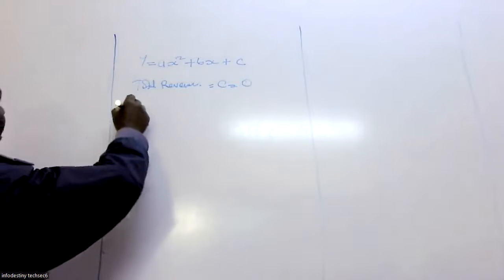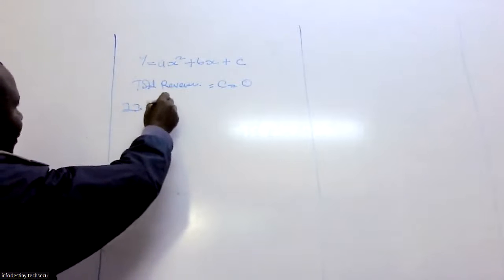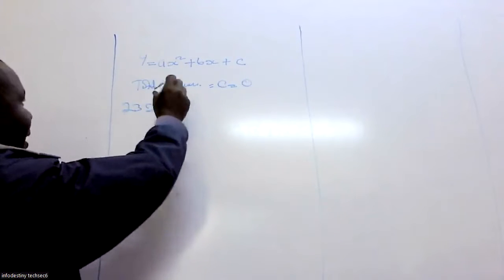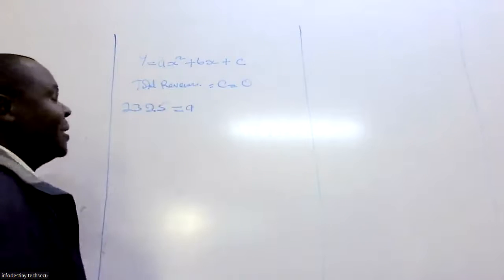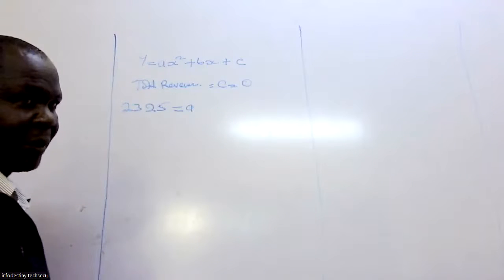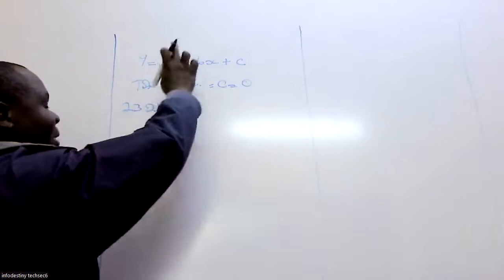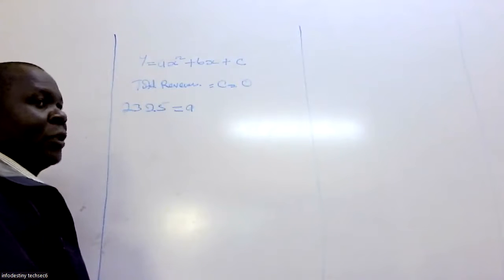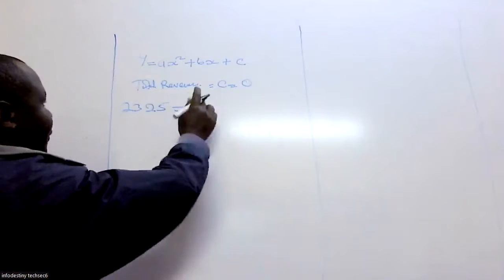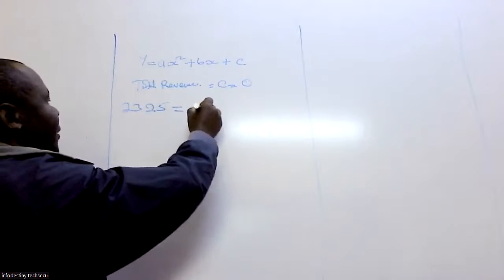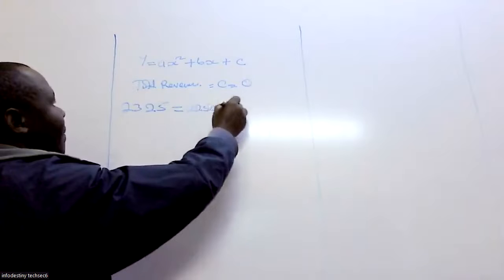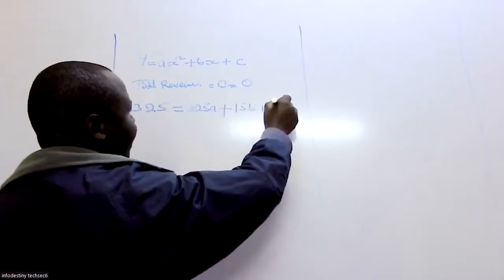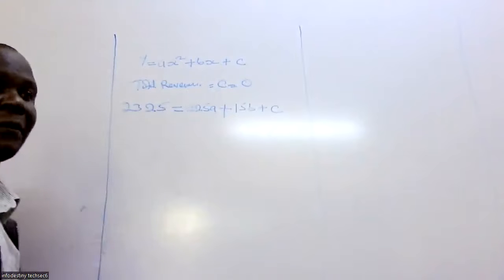Total sales is 2325. We are together. That will be equal to a, the one we want to calculate, times the square of x, the unit given. What's the unit given? 15, so it's going to give us 225. So you just say 225 A plus 15 B plus C. That is our first equation.